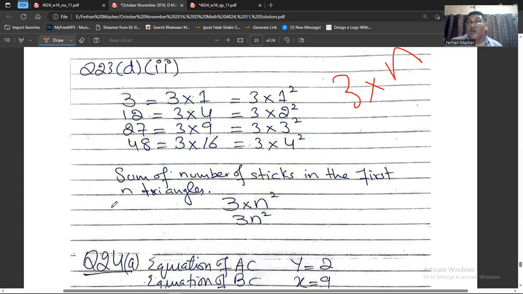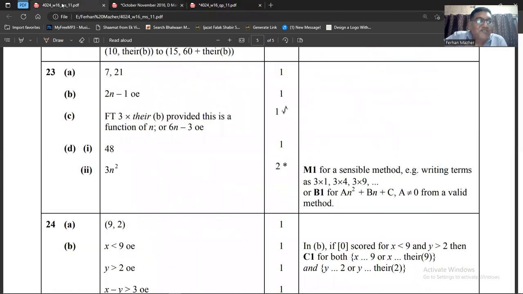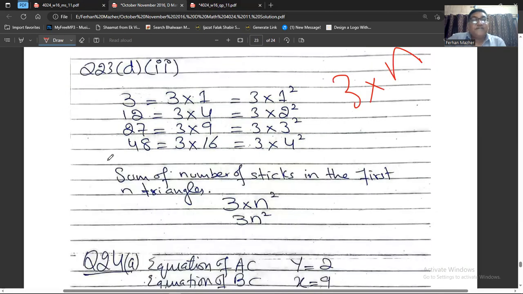This is how I found this solution. How I have found this answer? By catching the pattern. By getting the pattern. 3n square is the right answer, sir. Hopefully you understand.